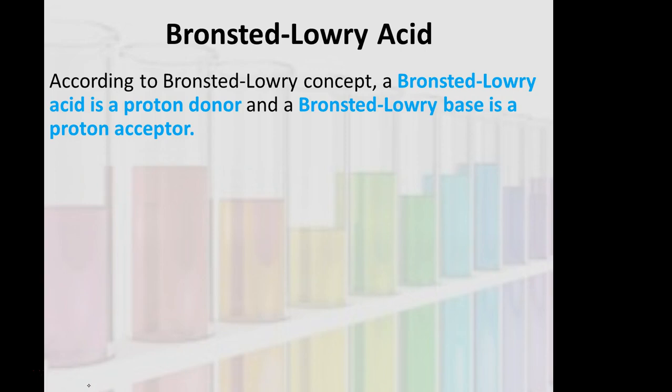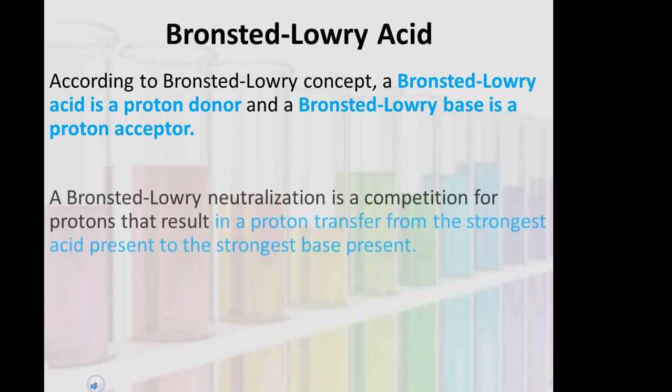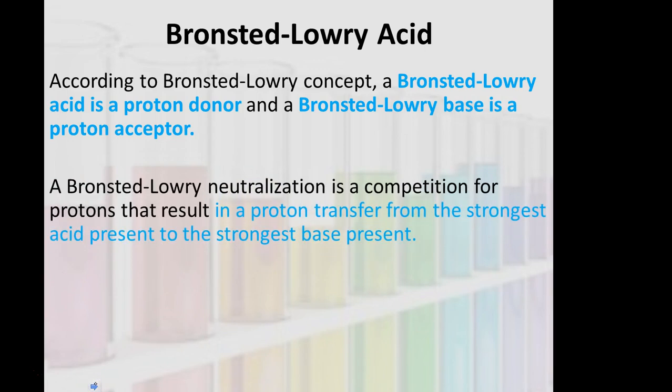Okay, so just to summarize, according to Bronsted-Lowry, a Bronsted-Lowry acid is a proton donor, and a Bronsted-Lowry base is a proton acceptor. A Bronsted-Lowry neutralization is the competition for protons that results in a proton being transferred from the strongest acid present to the strongest base present. We'll look at how we can figure out, if I mixed a whole bunch of acids and bases together, which two would react and in what quantities, going to what sort of equilibrium. That's what we're going to do once we've looked at the definitions for Bronsted-Lowry acids and bases.